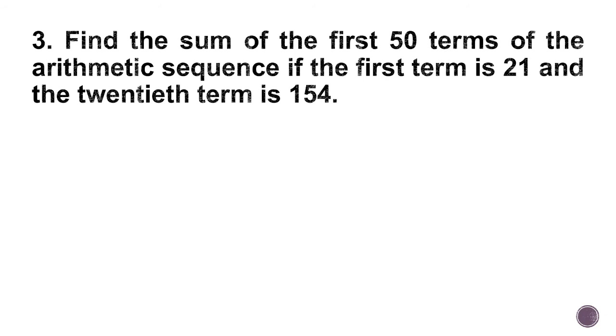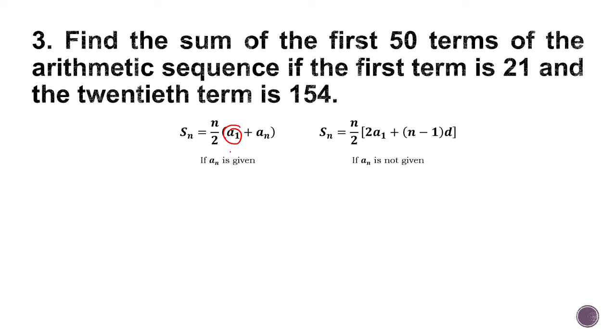Okay, let's have the last example. Find the sum of the first 50 terms of the arithmetic sequence if the first term is 21 and the 20th term is 154. Let's see which formula is applicable to solve this problem. Is a sub 1 given? Yes. A sub 1 is given as 21. Since we are adding 50 terms, our n is 50. So we need a sub 50. Is a sub 50 given? No. A sub 50 is not given. So obviously, we cannot use this formula directly.